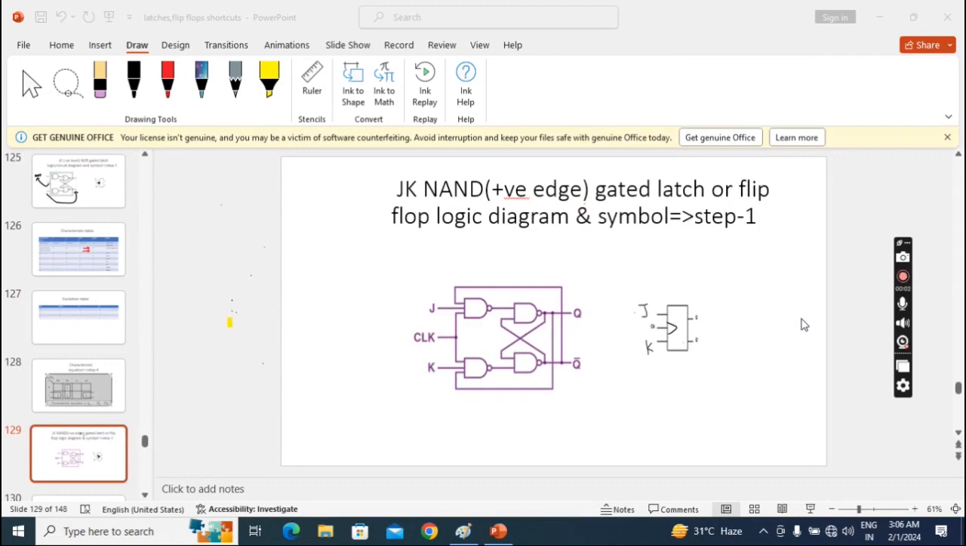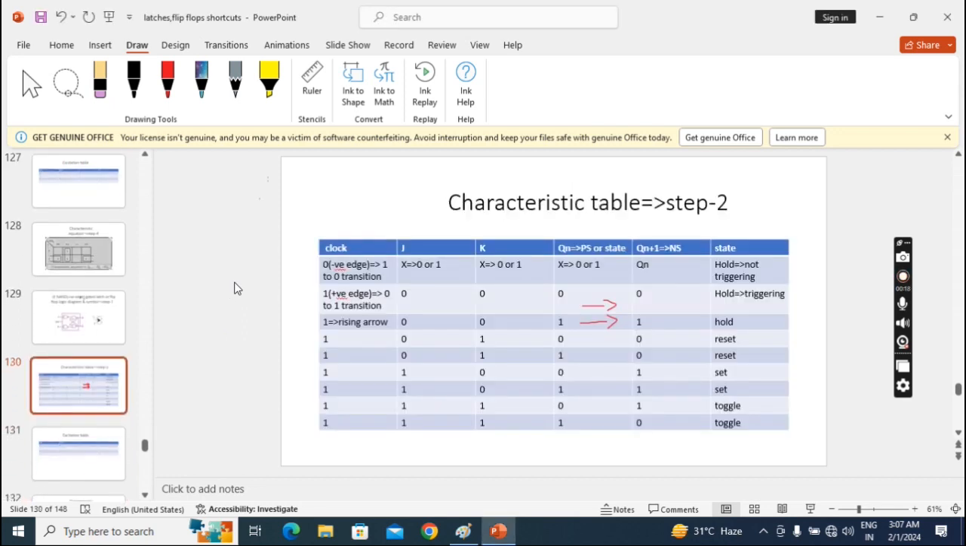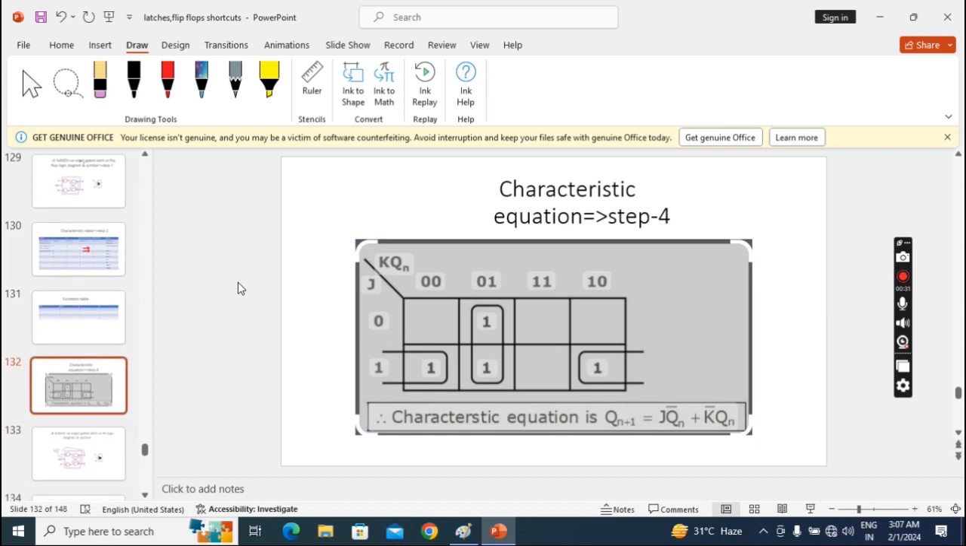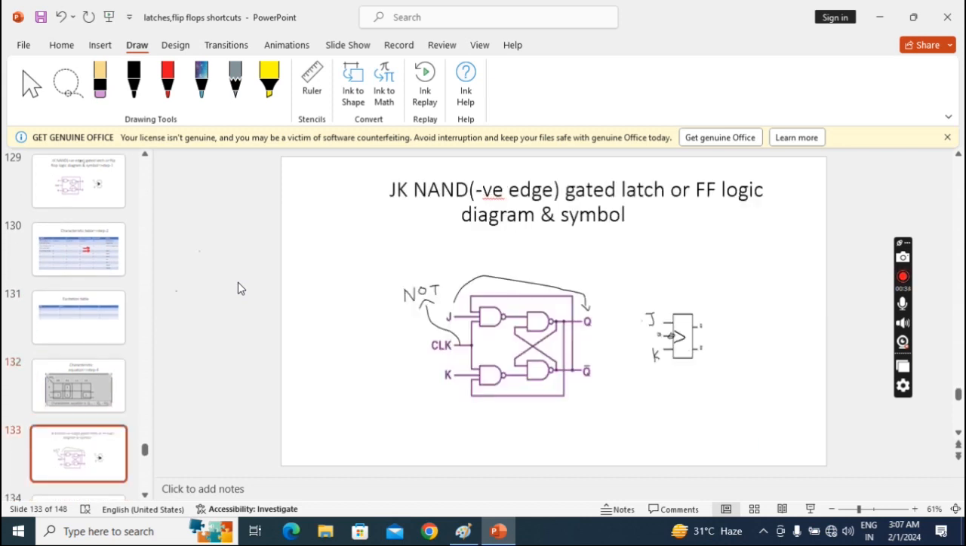In this lecture we'll see the JK flip-flop with the NAND latch part and with positive edge. Here the triangle will come, remaining everything the same as the JK latch. This table is the same as the latch. The latch works with levels, this works with edges; that you have to know. The excitation table and characteristic equation are the same as the latch.